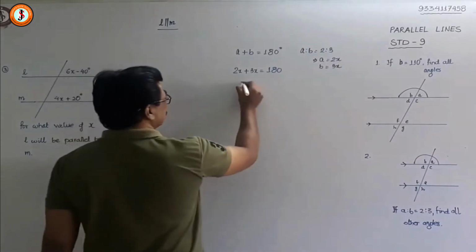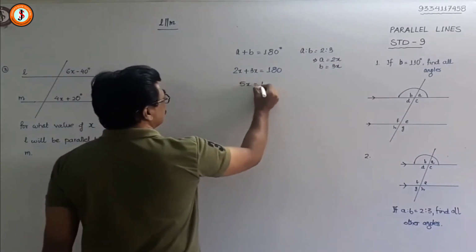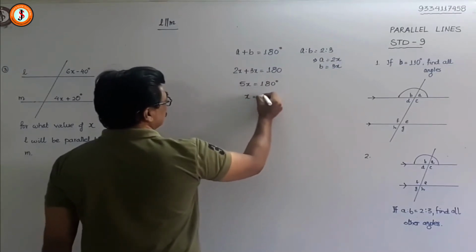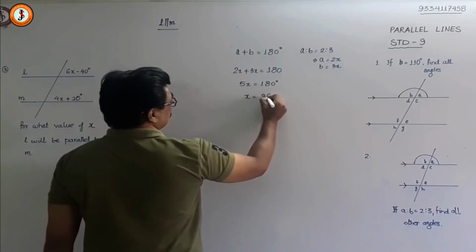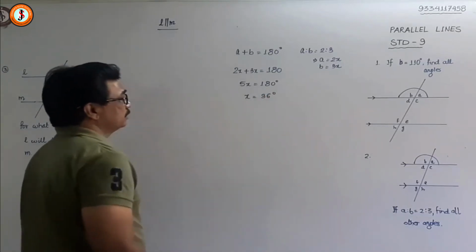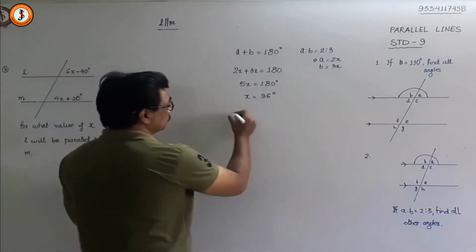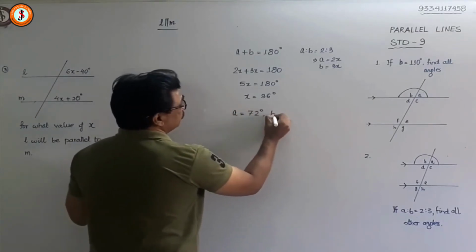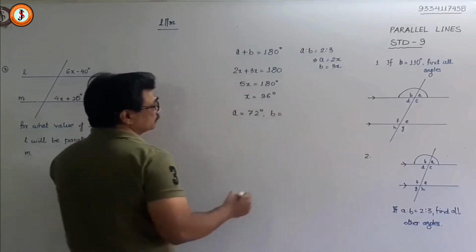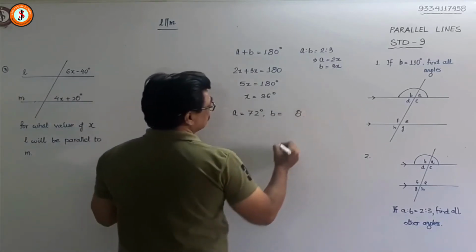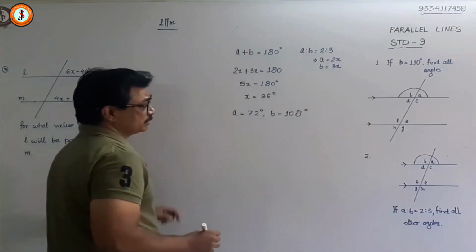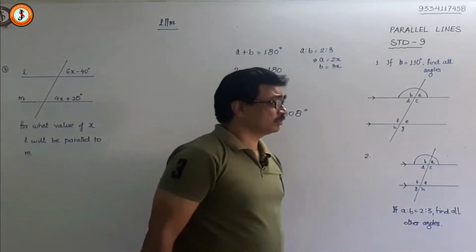So we first get the common factor. 5x is equal to 180 degrees. So x will be equal to 180 by 5, which is 36 degrees. Now once we get x is equal to 36, A will be equal to 2x, that is 72, and B will be equal to 3x, that is 108 degrees. So after this it's very easy, if we follow the previous method only.